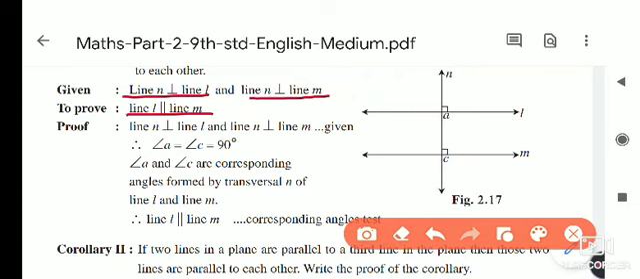Proof: N is perpendicular on L and N is perpendicular on M. If it is perpendicular, A and C, the measure of the angles is equal to how much? It is 90 degrees. Okay, so A and C are corresponding angles. Here in the figure, A and C are corresponding angles, and as we have seen, if the corresponding angles are congruent to each other, the line L and line M are parallel to each other. In that way, very easily we can prove that the lines are parallel to each other when a transversal is perpendicular on both the lines.